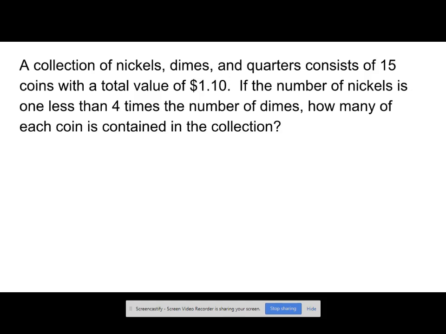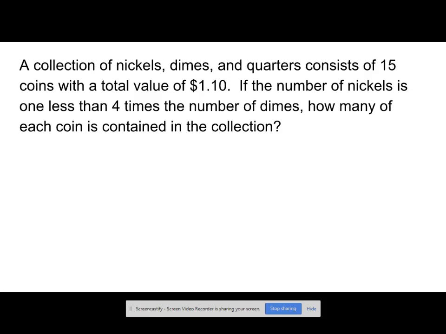I'm going to be perfectly honest. Those sentences right there seem very contrived because most people don't speak in that way. The number of nickels I have is 1 less than 4 times the number of dimes. But you're going to see it a fair amount. So we'll practice with it. We want to know how many of each coin.